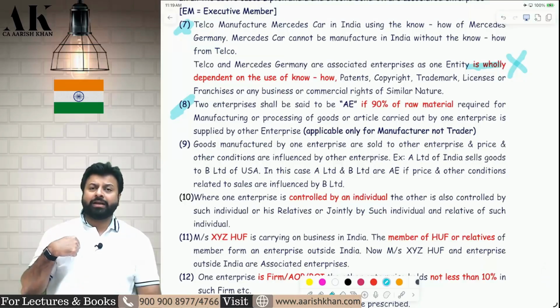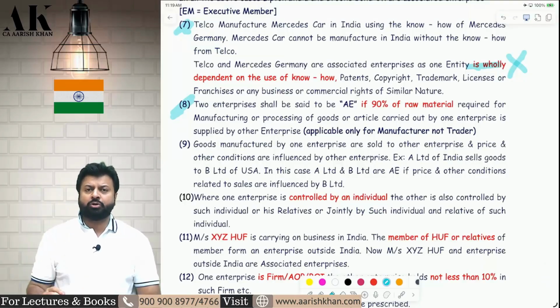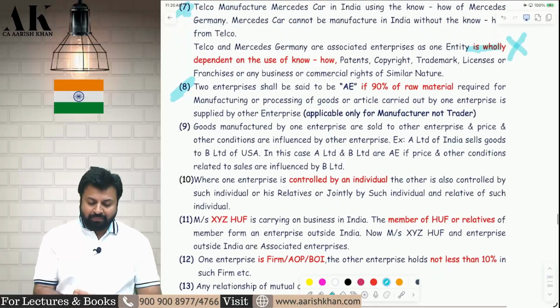If out of total raw material, 90% of the raw material I purchase from you, then I and you will become associate enterprise. If I am dependent on 90% of raw material from one entity, then that entity and me will be associate enterprise. Next one is a slightly dangerous point.